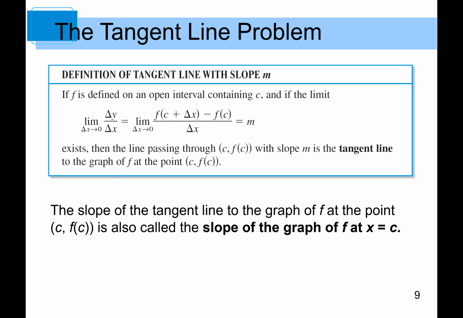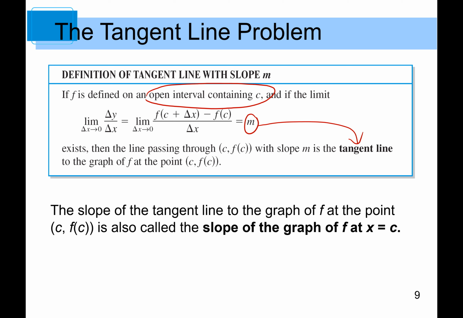So if function f of x is defined on an open interval containing point C, and if the limit of delta y over delta x when delta x approaches 0 equals the limit when delta x approaches 0 of f of c plus delta x minus f of c over delta x, and that's going to be m, the slope of the tangent line. Then the line passing through C, f of C with the slope m is the tangent line to the graph of f at the point C, f of C.